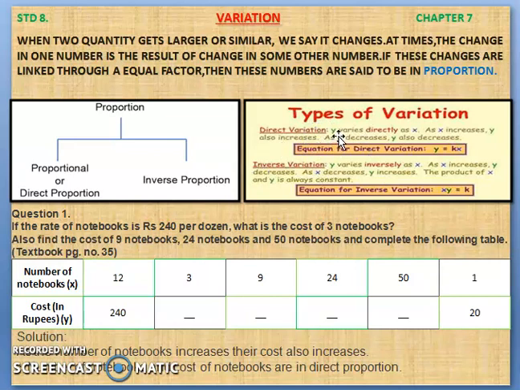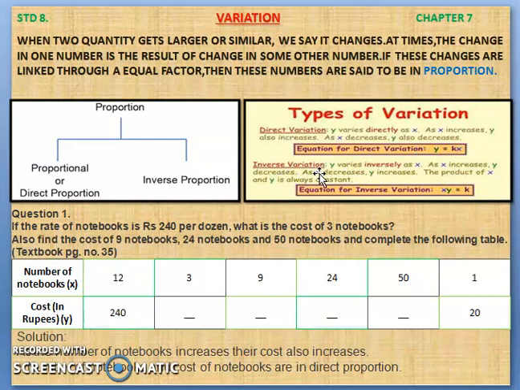Direct variation: y varies directly as x. As x increases, y also increases. As x decreases, y also decreases. That means if y varies directly as x, if x is increasing, the y value will also increase. If the x value decreases, the y value also decreases. So the equation for direct variation will be y equals kx.